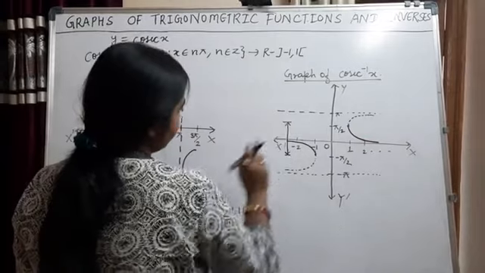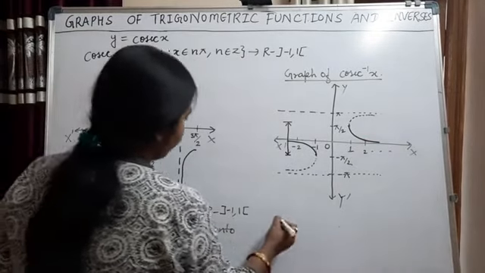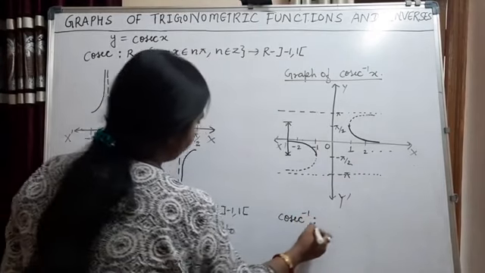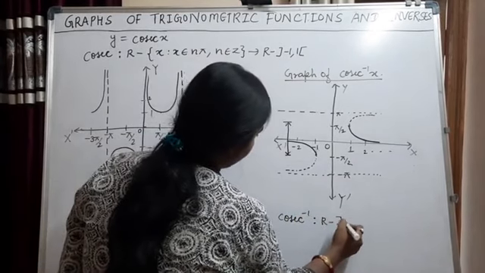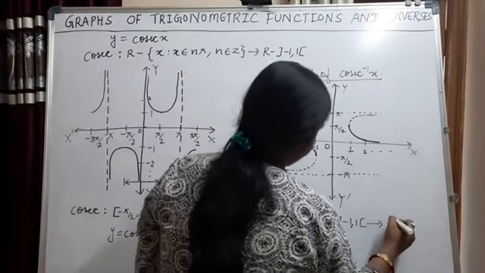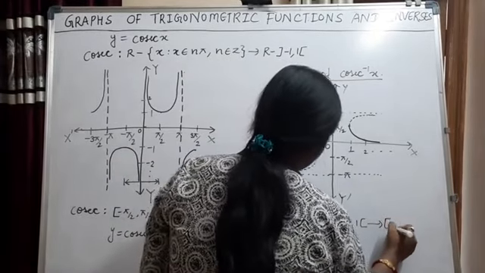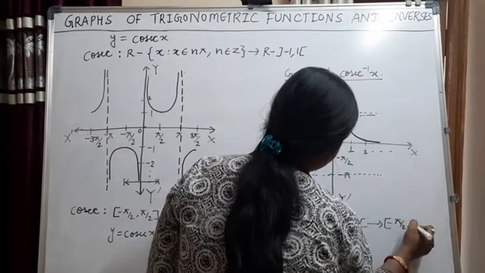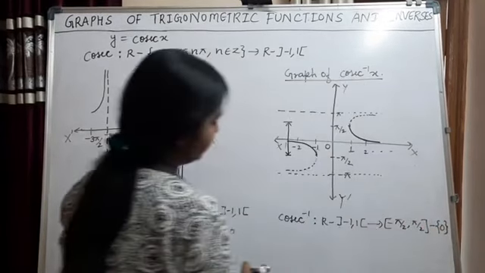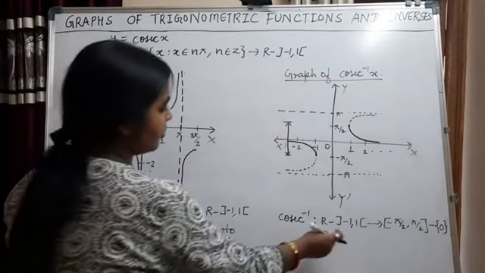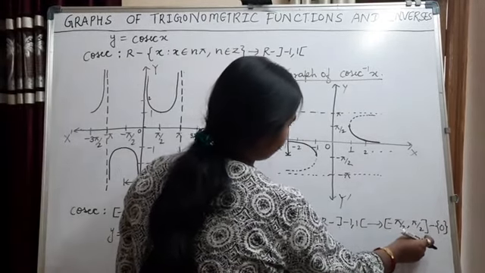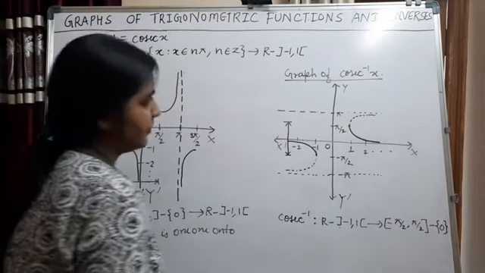Minus pi by 2 to pi by 2. So we will write it as cosec inverse from R minus open interval minus 1 to 1 tends to minus pi by 2 to pi by 2 except 0. So this is the domain of cosec inverse. This is the range or principal value of cosec inverse.